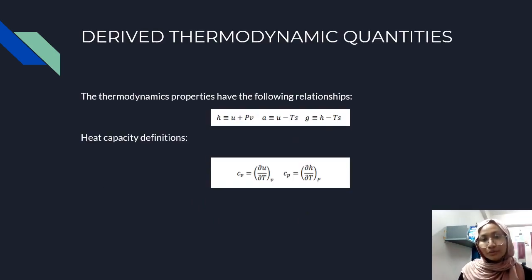For the measured properties of the system, P, V, T, and composition, the fundamental thermodynamic properties are U and S. There are also derived thermodynamic properties, one of which is H. There are also two other convenient derived properties, A, which is Helmholtz free energy, and G, which is Gibbs free energy. The derived thermodynamic properties have the following relationships, which is this one. Also recall the heat capacity definition, which is this one.